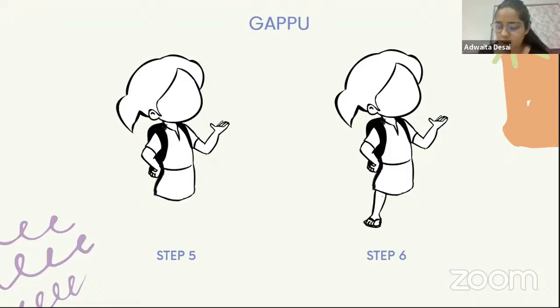Try to draw a school bag for Gappu. She's going to the school. Okay, school bag is done. We are going to the next one. We are drawing one leg.